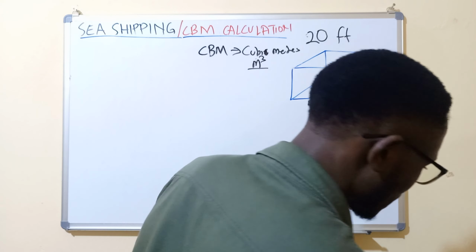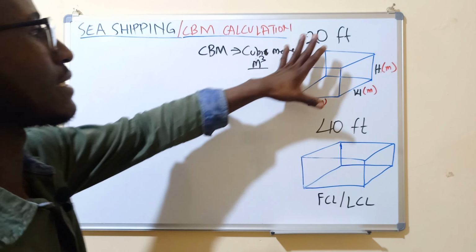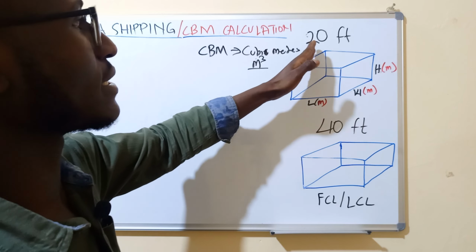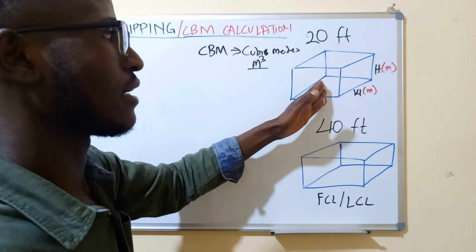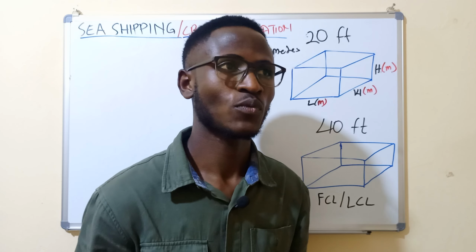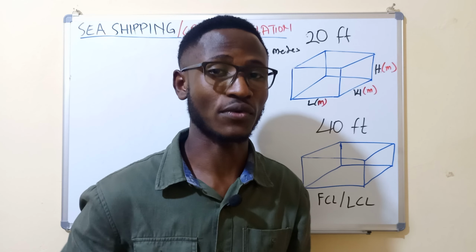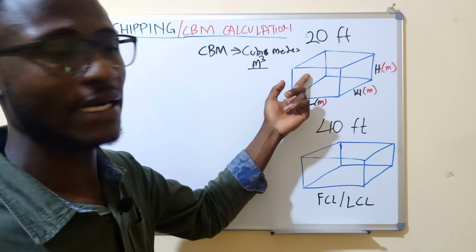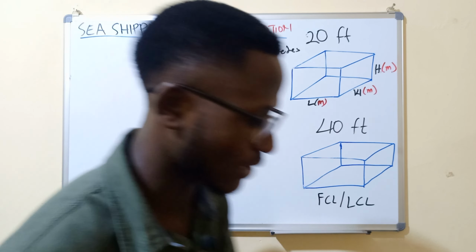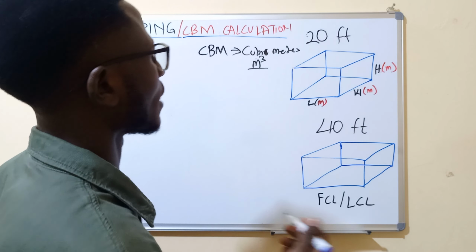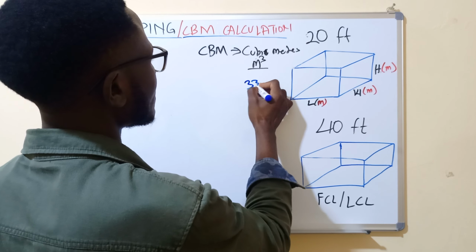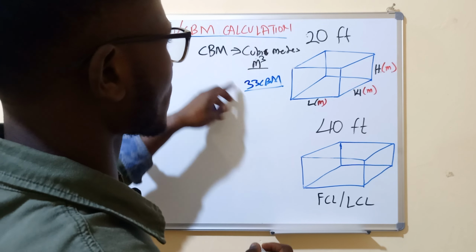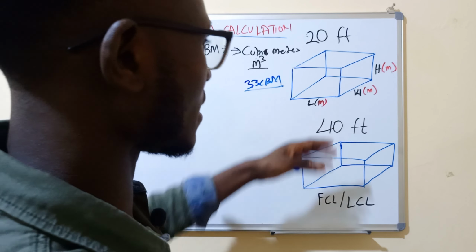Now, after understanding that, I want us to look at actually what these diagrams mean. In front of you, you have a 20-feet container. When it comes to sea shipping, we have various sizes of containers, but mainly we have these two: the 20-feet container and the 40-feet container. The 20-feet container will load up to something like 33 CBM. Now that you know what CBM is, it will load up to 33 CBM.